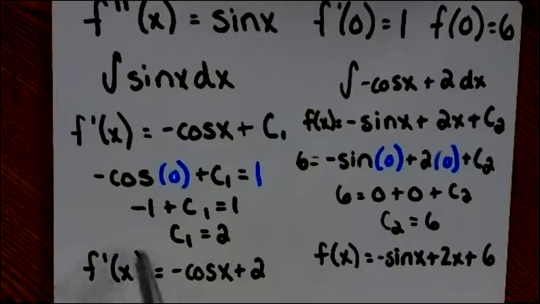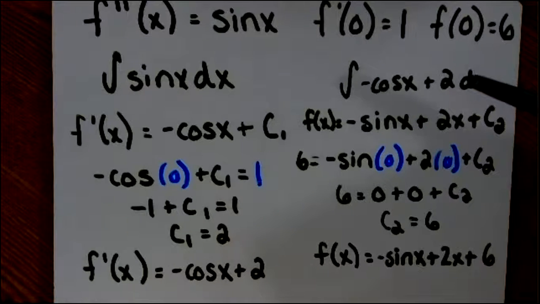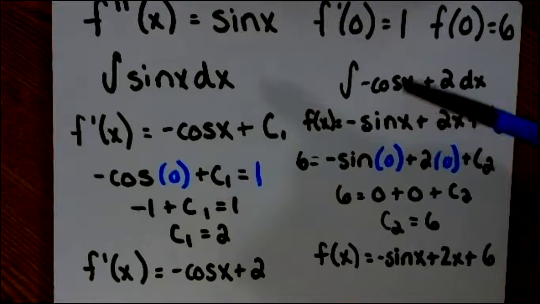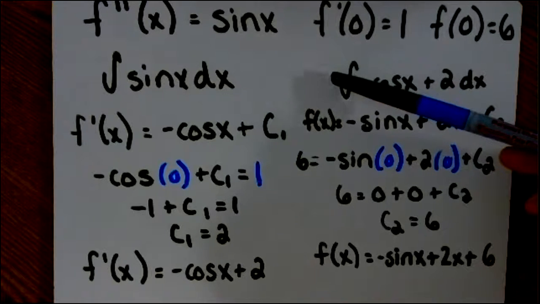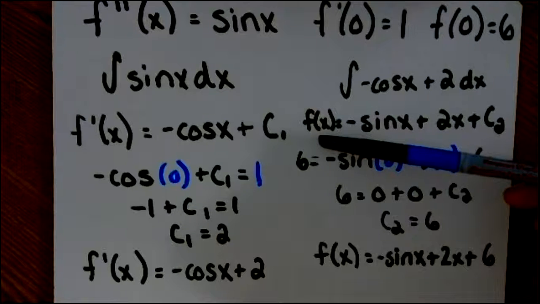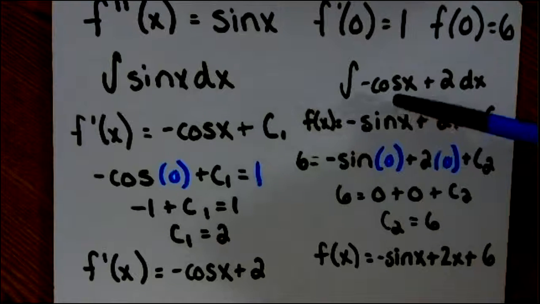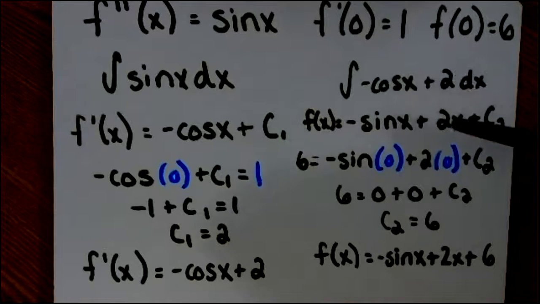Since that's only my first derivative, I have to integrate again to get back to the original function. So I take the integral of negative cosine plus 2 dx. And then when I take the integral of f prime, I get back to just the original f of x. So f of x is equal to negative sine plus 2x plus another constant of integration, different from that first one perhaps, so I called it c2.